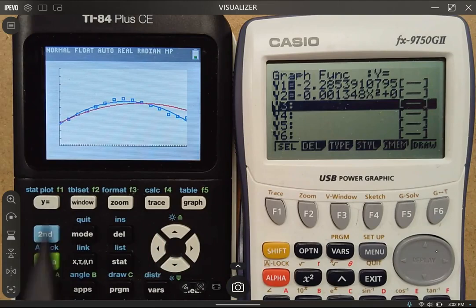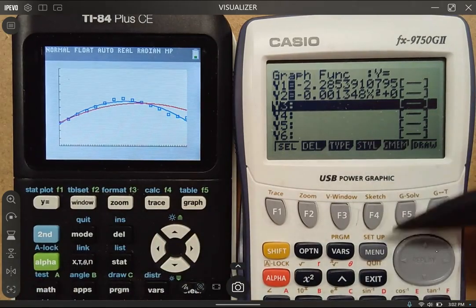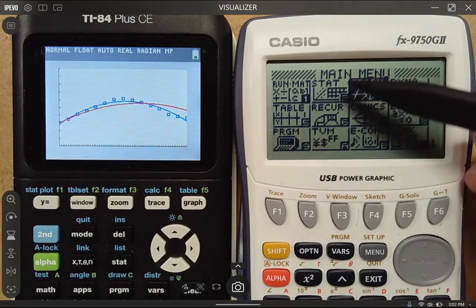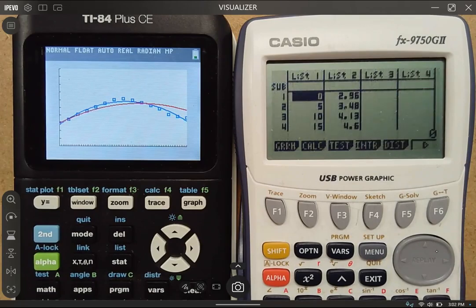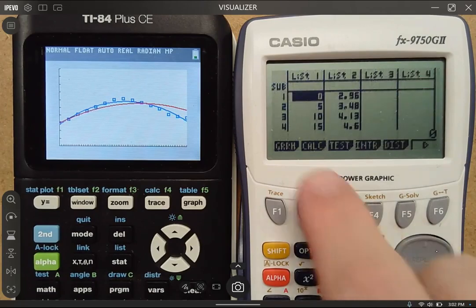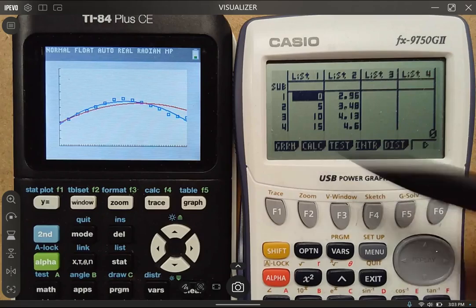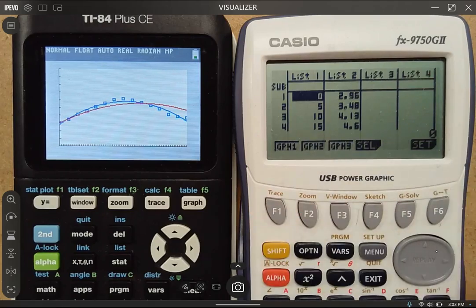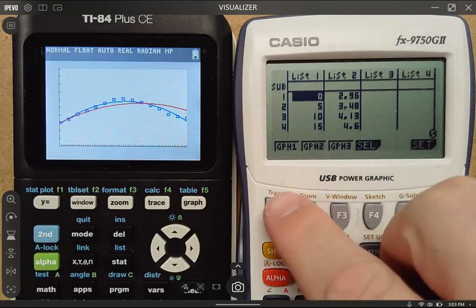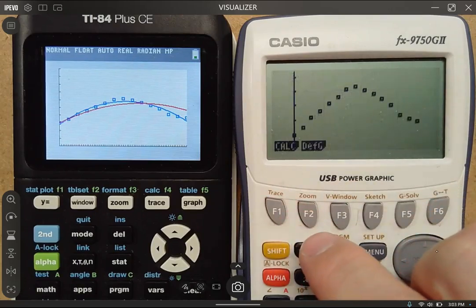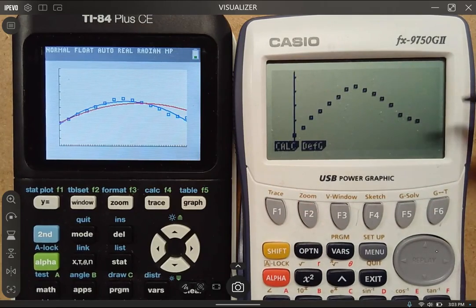Okay, let me go ahead and do the same thing in the Casio. I'm going to go back to my menu. I'm going to go back to the stat. Okay, and then we're going to go ahead and graph. So F1. All right, so I selected F1, graph 1, so there's my data. Nice thing, I didn't have to adjust my window.